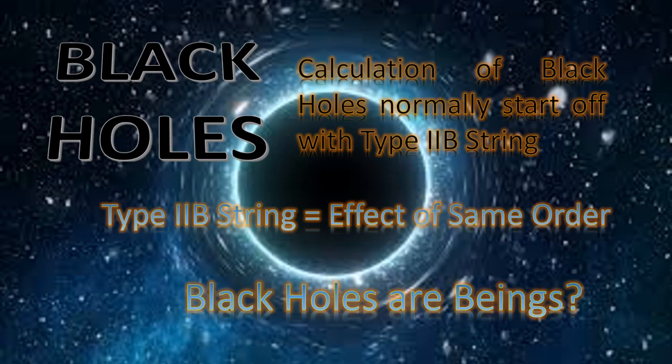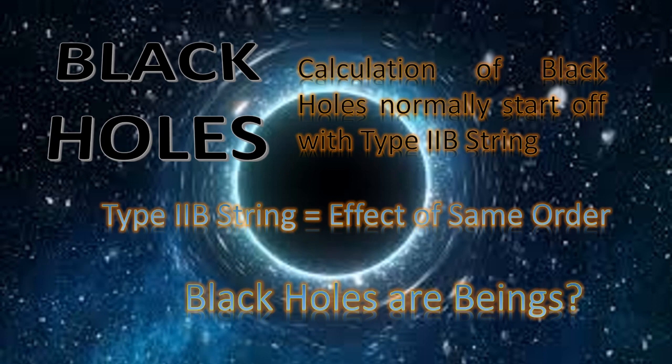String theory is able to produce accurate results in black holes, which is a place where general relativity must work together with quantum mechanics. This is conclusive evidence that string theory is truly a theory of unification. To calculate black holes, string theorists normally start off with type 2b string, sometimes followed by type 2a string.